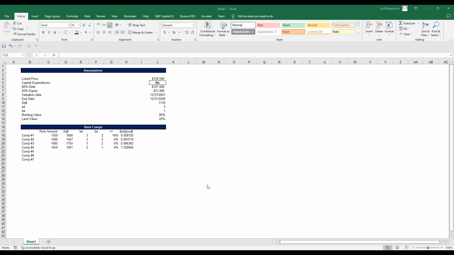Okay, I've got another one, 1295. It's 900 square feet, and this one is 3-bed, 1-bath. It looks pretty comparable, pretty similar to our property, just smaller. But the square feet adjustment will level that out for us. So yeah, you can see that one's got quite high rent. What else can I find?